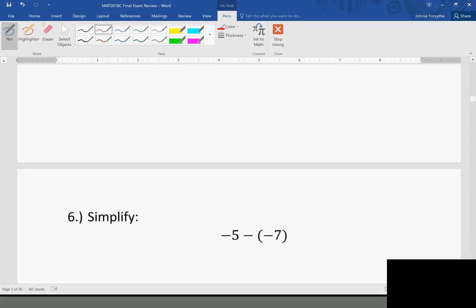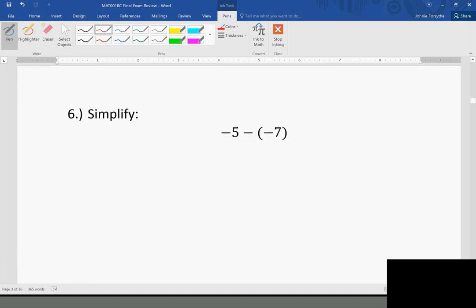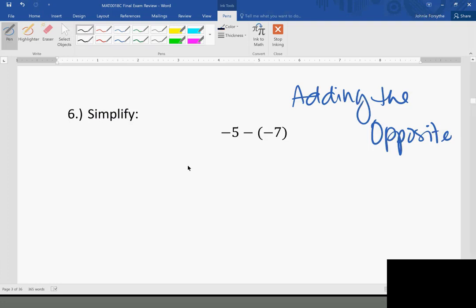Okay. Number 6, simplify negative 5 minus negative 7. So when you are subtracting integers, you can change them to an addition problem by adding the opposite. So here we'll keep the first one the same, negative 5, and then we're going to change the subtraction to addition, and then make the negative 7 opposite, so that would be a positive 7.